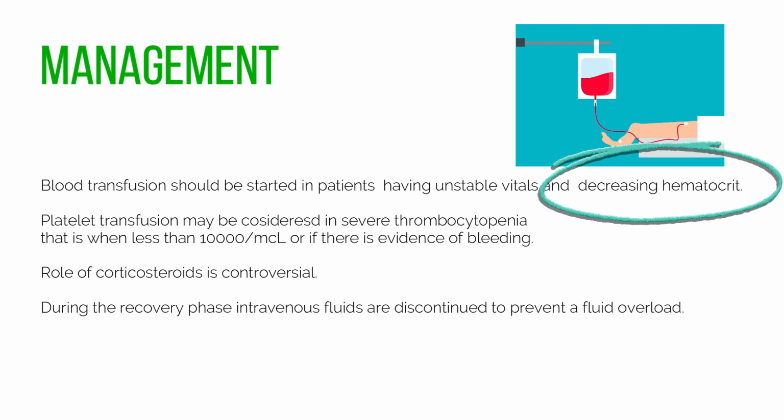Blood transfusion should be started in patients having unstable vitals or decreasing hematocrit. Platelets transfusion may be considered in severe thrombocytopenia, that is when less than 10,000, or if there is evidence of bleeding. Role of corticosteroids is controversial in dengue fever. Moreover, during the recovery phase, intravenous fluids are discontinued to prevent the fluid overload.